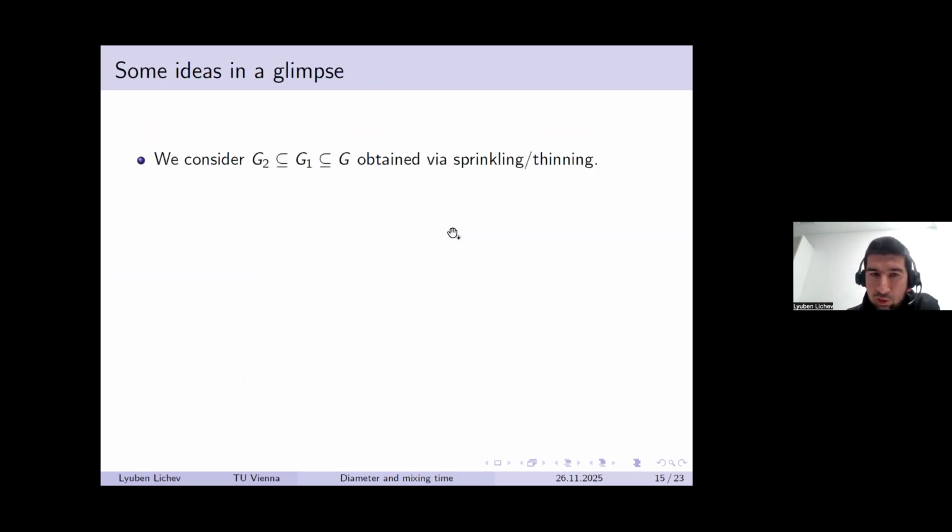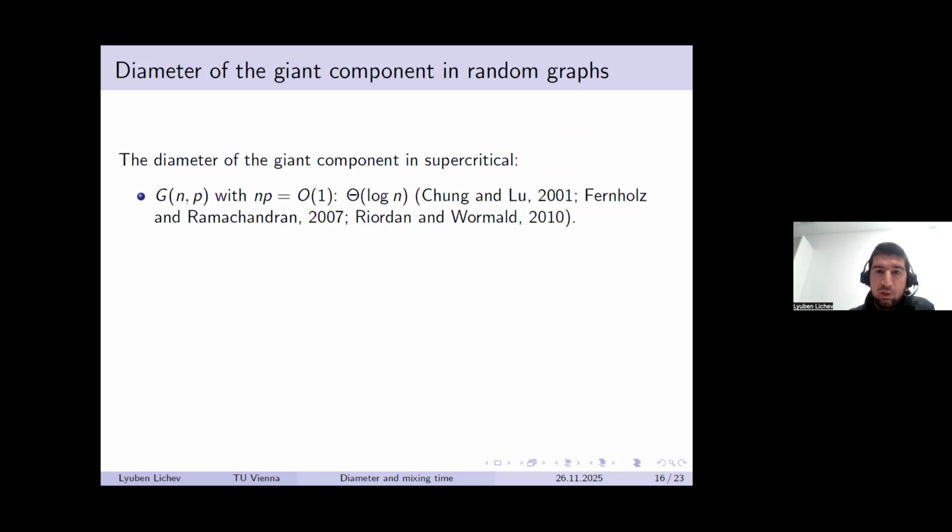If there are no other questions, maybe let me continue to the diameter. And for the diameter, let me again do a review of the literature, so what was known up to now. And as before, G(n,p) is the more standard model, so it makes sense to start with it. Again, we are going to concentrate on the giant component in the slightly supercritical regime, so the sparse supercritical regime. And in this case, a series of authors have proved that the diameter is of order Theta of log n.